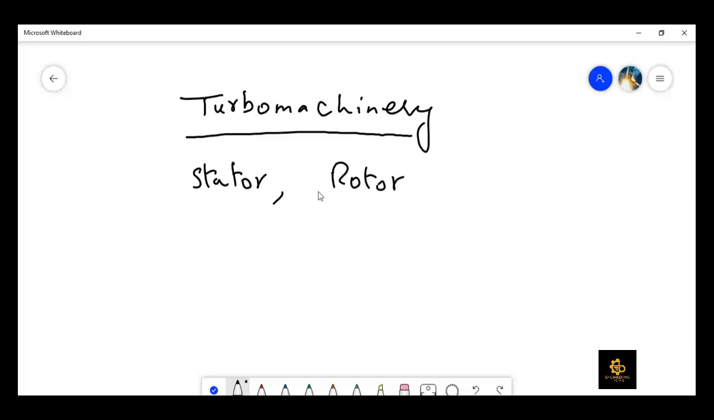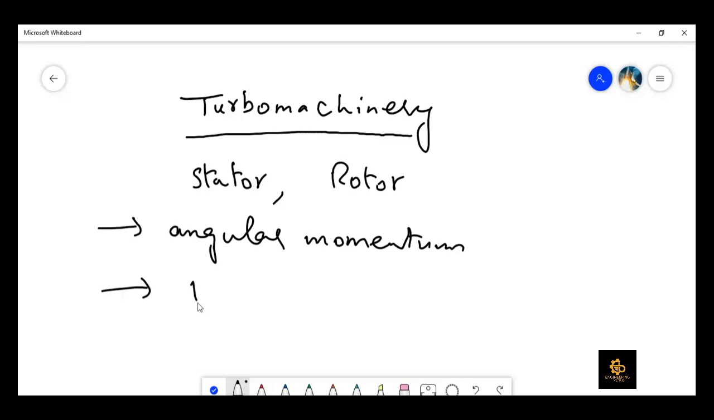So when there is a rotation involved in the fluid, it means that we are talking about the angular momentum, right? Angular momentum and, what else? Torque, right? So the applications of turbo machinery involve two types of machines. One is pumps, where the energy is given to the fluid, right? So energy is given to the rotor so that it can increase the pressure of the fluid.